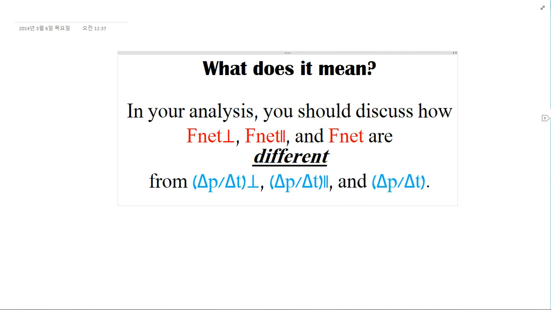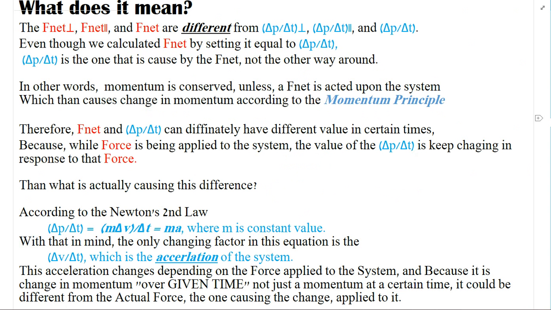In your analysis, you should discuss how net force differs from dp/dt. The net force differs from dp/dt because even though we calculated net force by setting it equal to dp/dt in this lab, dp/dt is the one that is actually caused by the F net, not the other way around. In other words, momentum is conserved unless a net force is acted upon the system, which then causes the change in motion according to the momentum principle.